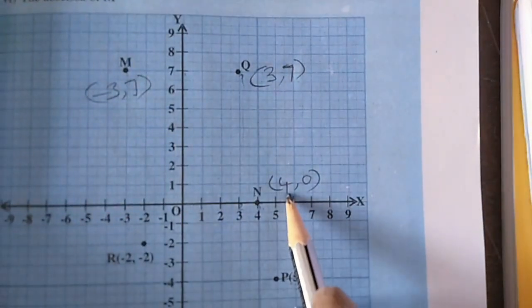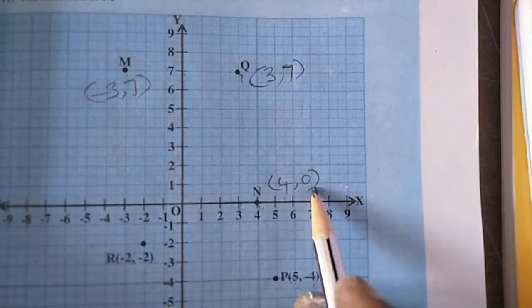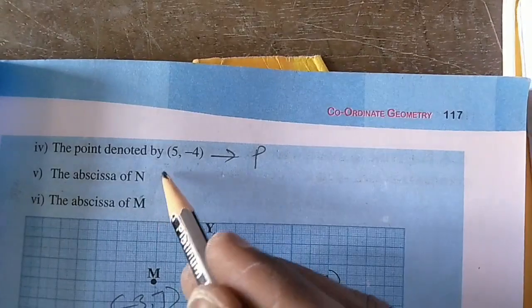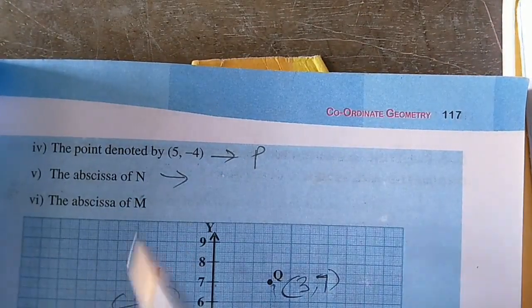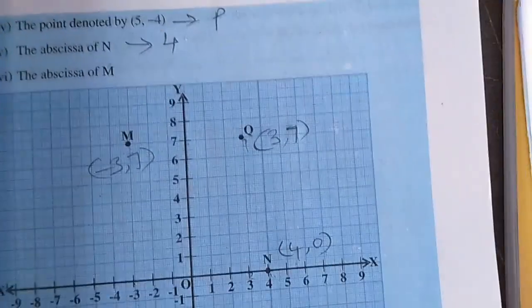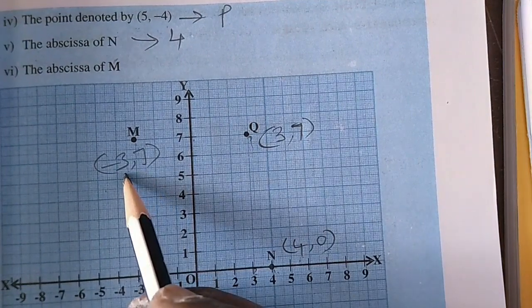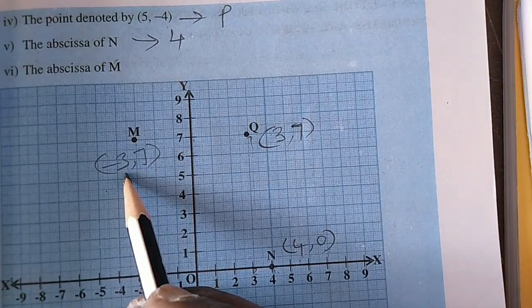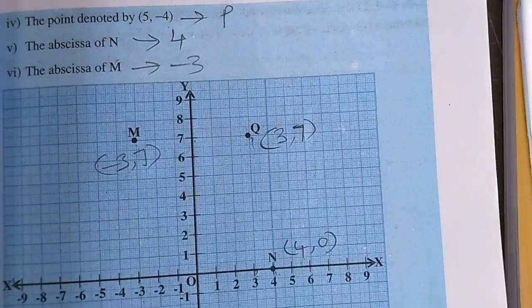Next, the abscissa of N. Abscissa means x coordinate. So here x coordinate is 4, y coordinate is 0. That means abscissa is 4, ordinate is 0. So in the question it is asked only abscissa of N. Abscissa of N is only 4. Next, abscissa of M. M is minus 3 comma 7. So the first one, x coordinate, is known as abscissa. So minus 3 is the abscissa of point M. So minus 3 is the answer.